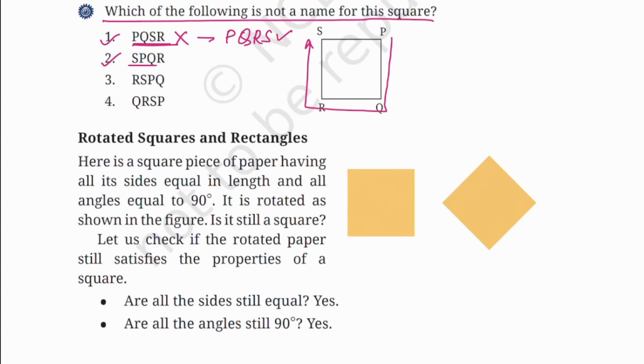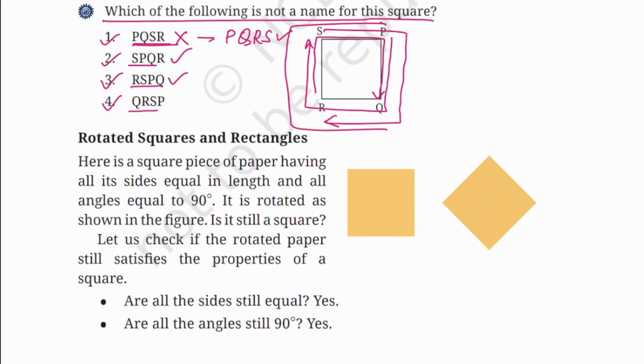2. SPQR. SPQR is correct. 3. RSPQ. RSPQ is correct too. 4. QRSP. QRSP is also correct.